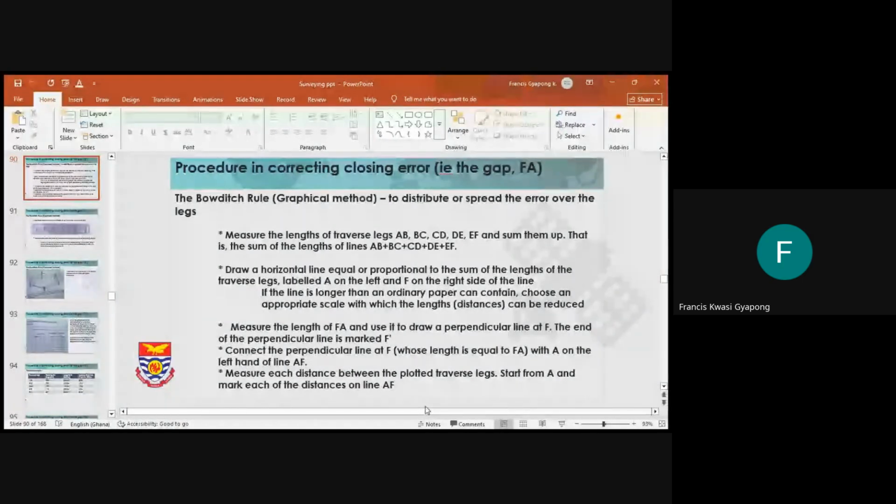Now that mark should give you E. The alphabet E. Captured? Yes, sir. Okay. The woman, are you done?